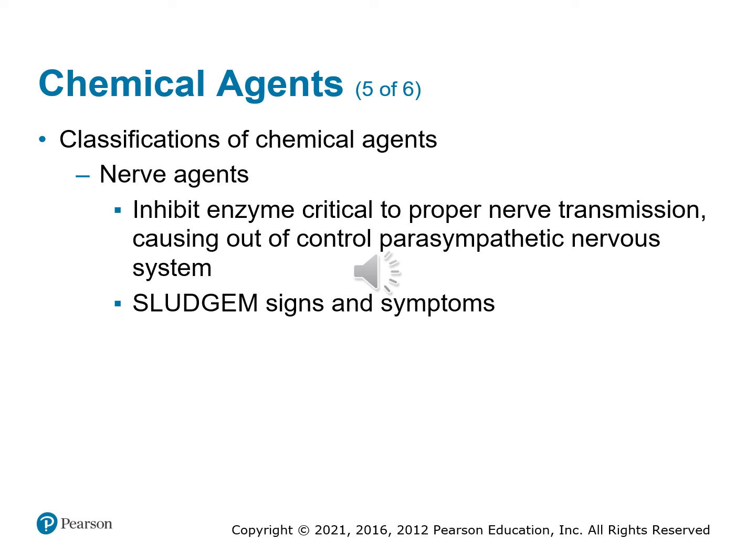Next, you have the nerve agents, which inhibit an enzyme that's critical to proper nerve transmission. So it's going to allow the parasympathetic nervous system to basically run out of control. Many of the nerve agents are stronger versions of common pesticides and organophosphates. There is treatment for these, some of these anyway. So just follow your protocols if this is something that could be an exposure in your area. You're going to want to use the SLUDGEM signs and symptoms when it comes to the nerve agents.